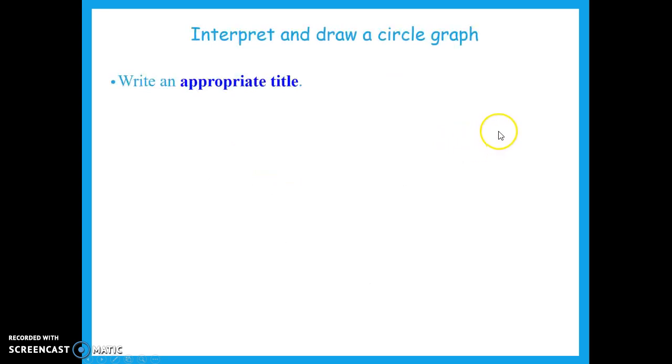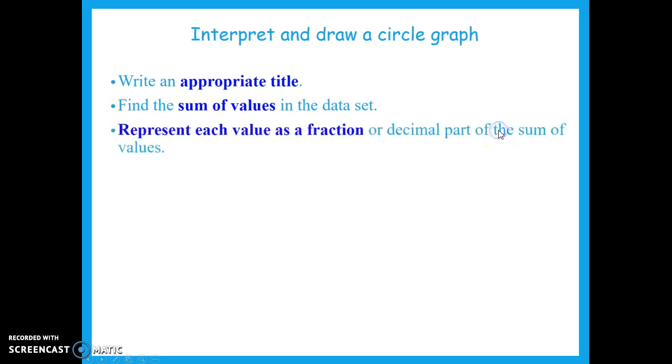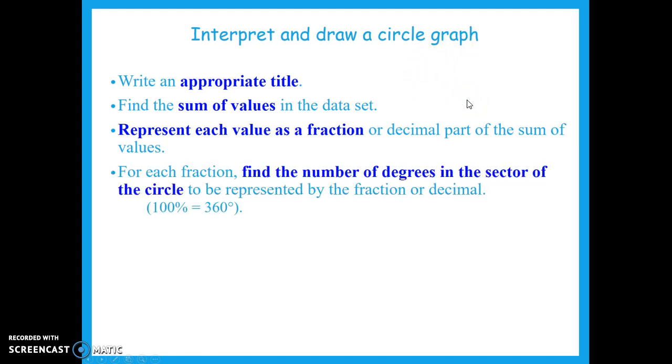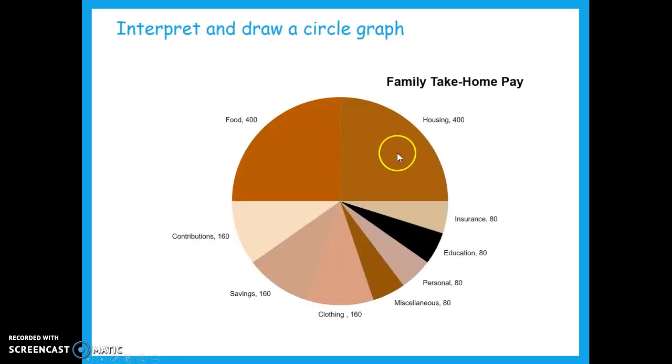Circle graph or a pie chart, again, the appropriate label. The sum of the values in the data set, you do need to know that since it's out of 360 degrees, a full circle. Represent each value as a fraction or decimal of the sum. For each fraction, find the number of degrees in the sector of the circle. So your 100% is the 360 degrees. The other way that you could do this would be to make 36 tick marks around. Label each sector of the circle as appropriate.